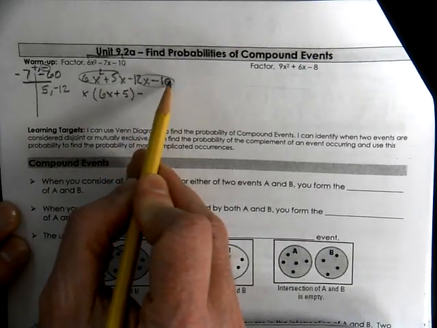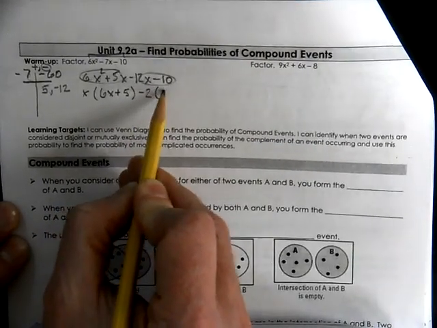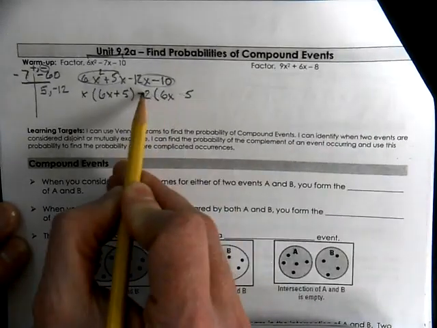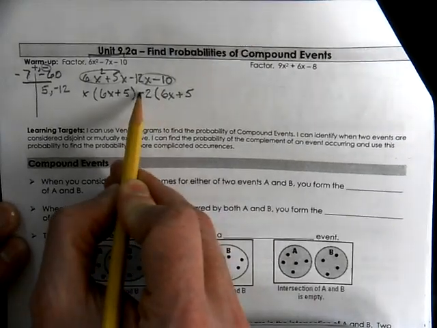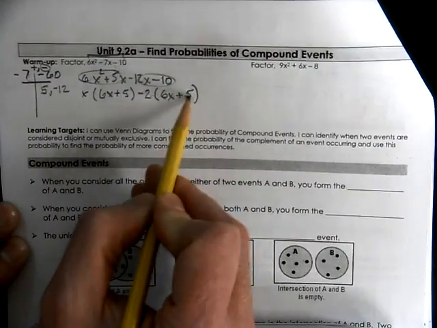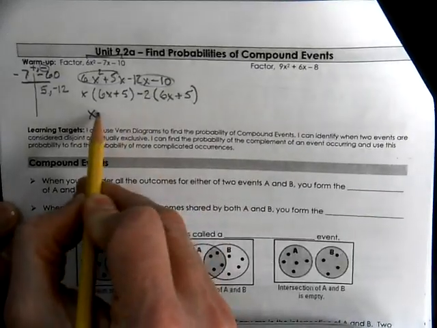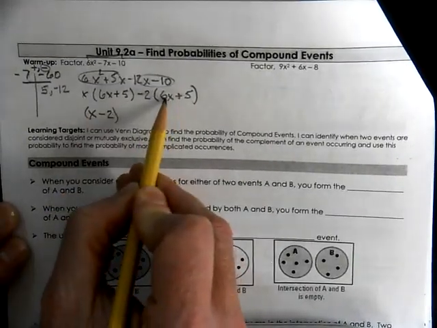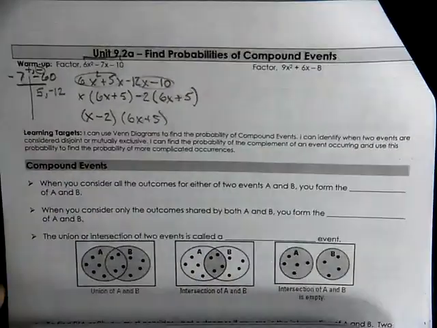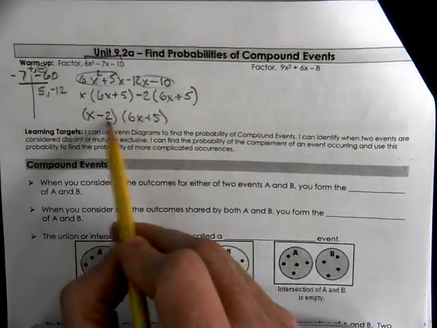What factors out of your 12 and the 10? It's a 2. 2 times 6 gives me 12. 2 times 5 gives me 10. It has to be a positive 5, negative 2, positive 5 gives me negative 10. Notice my parentheses are exactly the same. So we're all done. X minus 2 and 6x plus 5. And that's factored. You can always check your work by foiling this back together.